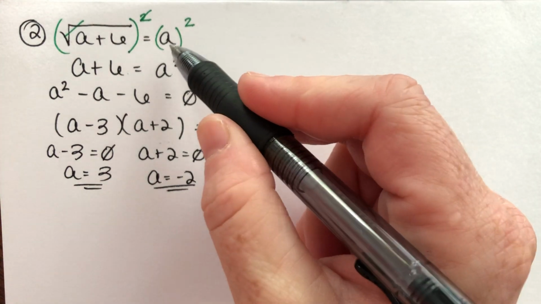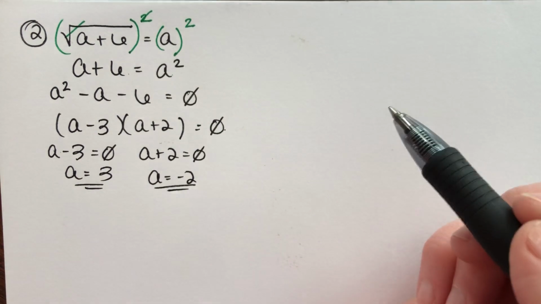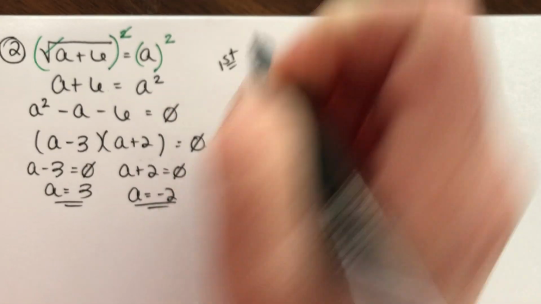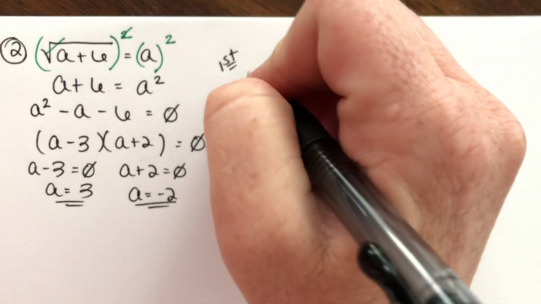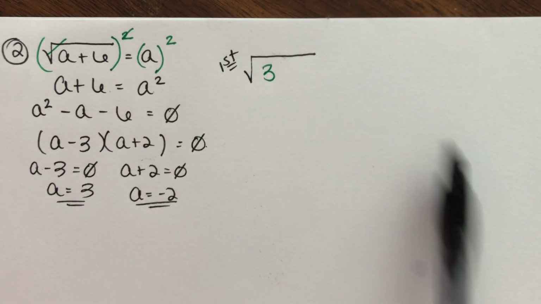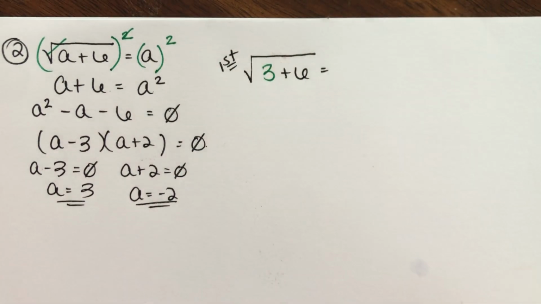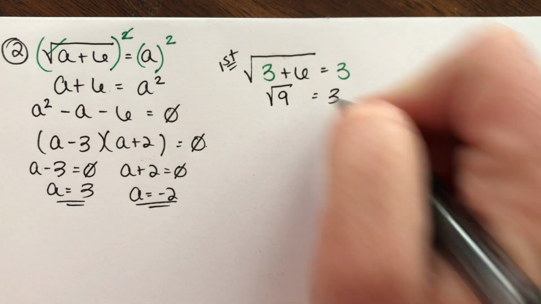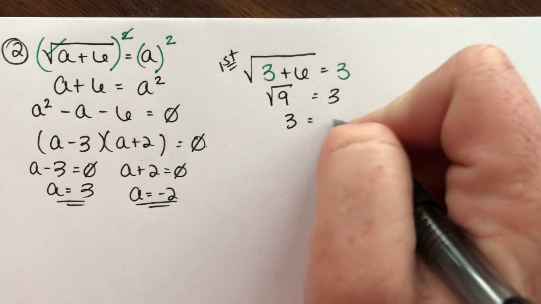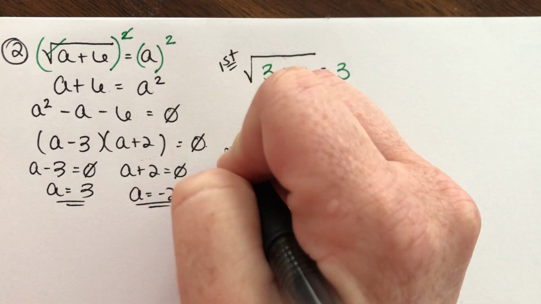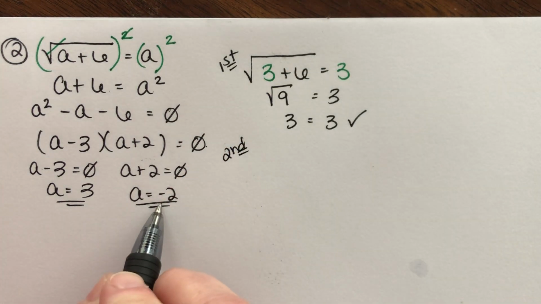Now I want to plug them both back into my original equation and make sure that they both work. So first, I'm going to try a equals 3. So I'm going to have the square root of 3 plus 6 equals 3. And then if I start simplifying that, 3 plus 6 is 9. And the square root of 9 is 3, so I get 3 equals 3, and that is correct. Fantastic.